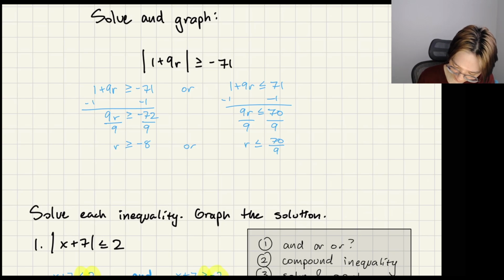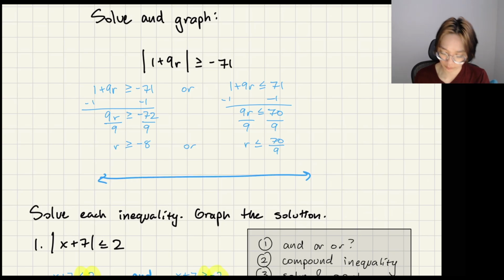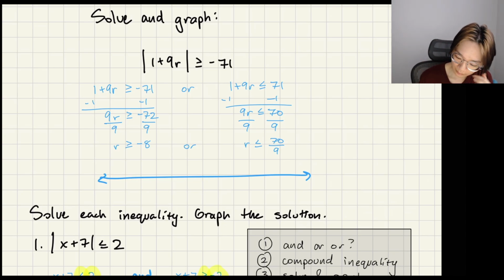So we're like, oh my god, now how do we know which one goes where? I don't know what 70 divided by 9 is. I'm going to put it in a calculator to get my decimals. Just think about it. We have our negative 8, which is negative. We have our 70 over 9, which is positive. A negative number is always smaller than a positive number. So let's put negative 8 over here, 70 over 9 over here.